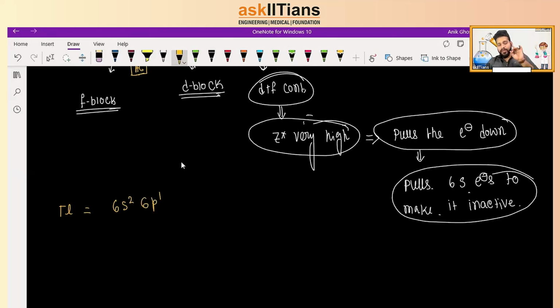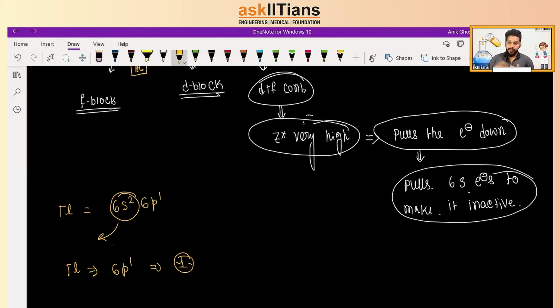Now what happens is, due to the inert pair effect, due to the high attraction forces, the 6s orbital feels the most amount of attraction and gets stabilized the most, right? And because of the 6s orbital getting stabilized the most, thallium can show only the valency of 6p1. As a result, the valency of thallium is shown to be +1, which is 2 less than the group valency. All right, guys, clear?